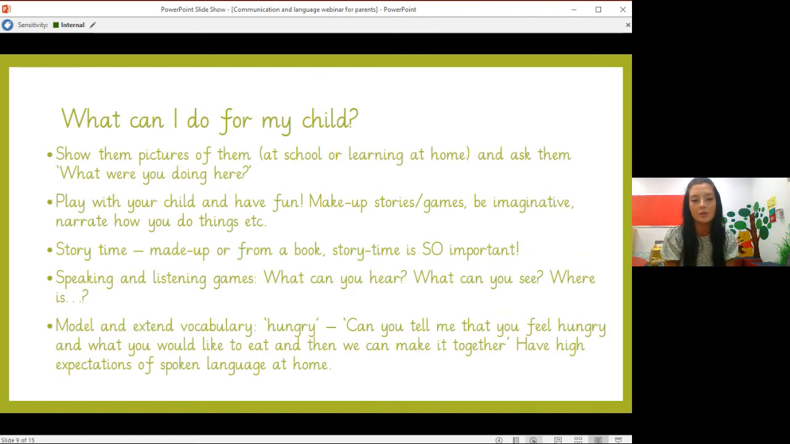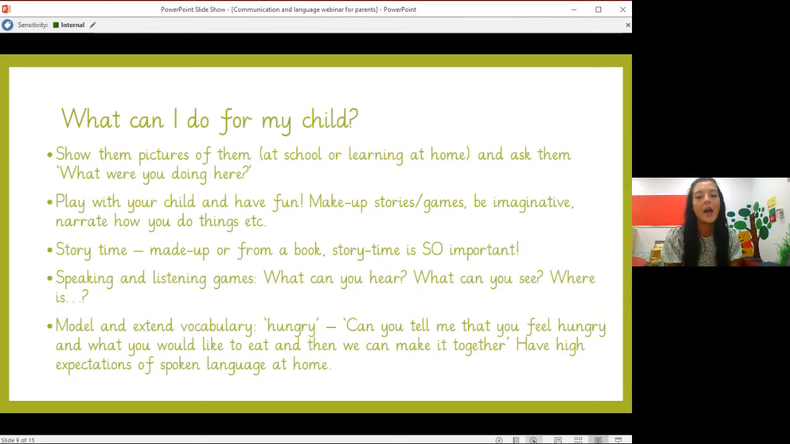I find that in my class, when I make up a story using puppets or any resources that I have in the class, the children clap afterwards because they just love it. They think it's amazing. It's like a play for them. So if you don't have any books, or you've read all your books at home, or you can't get to a library, don't worry, you can just make up a story, and your child will enjoy it just as much.